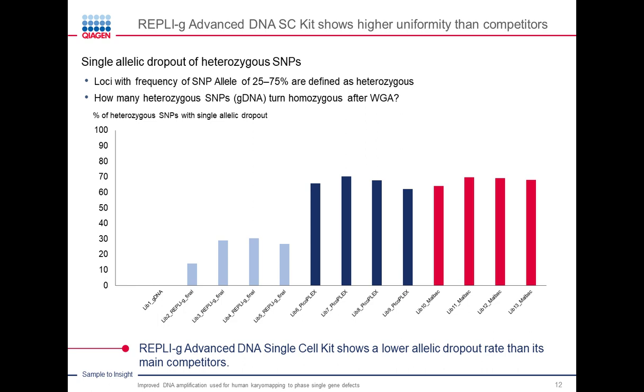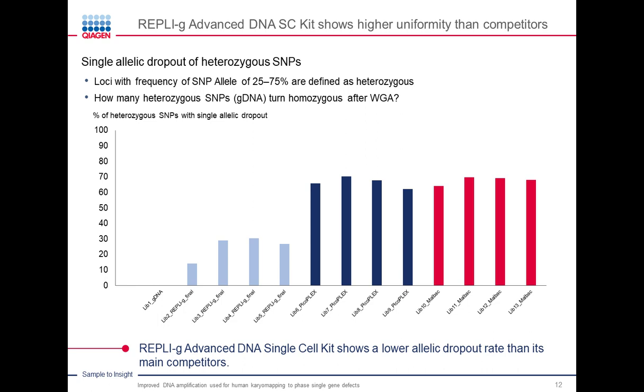What we did is we analyzed the number of heterozygous SNPs in genomic DNA and whether or not they turn to homozygous SNPs after whole genome amplification. A change from a heterozygous to a homozygous SNP would be an indication of allelic dropout. On the y-axis here, we're looking at the percentage of heterozygous SNPs with single allelic dropout. The genomic DNA being the reference has, of course, no allelic dropout.